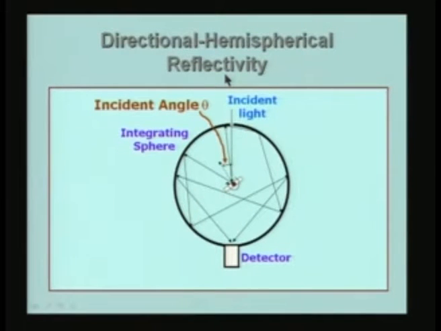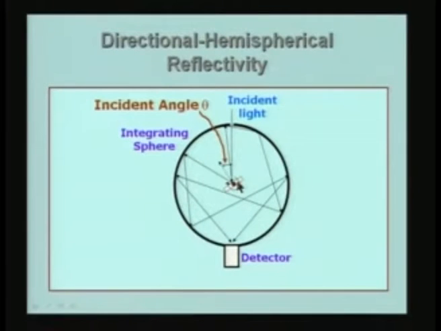That means it is illuminated at one angle, and what is leaving in all the other directions is measured. In the previous case, it is the hemispherical directional, that means it is illuminated along all the directions possible, and what is reflected in one particular direction is measured. These are the two essential measurements which are made in practice.